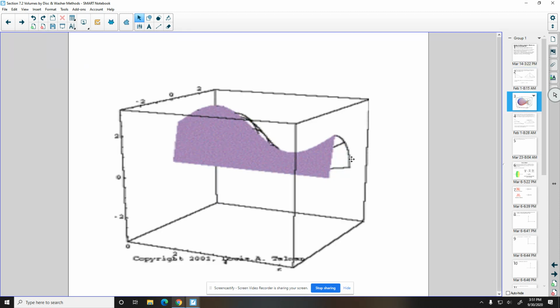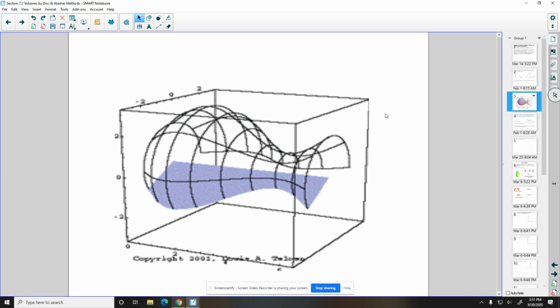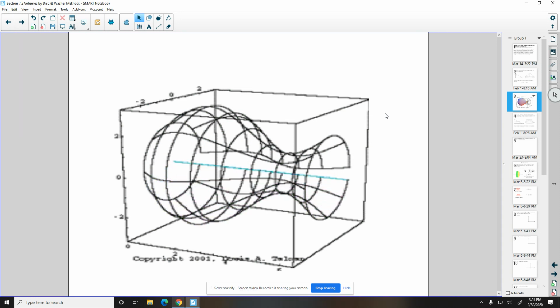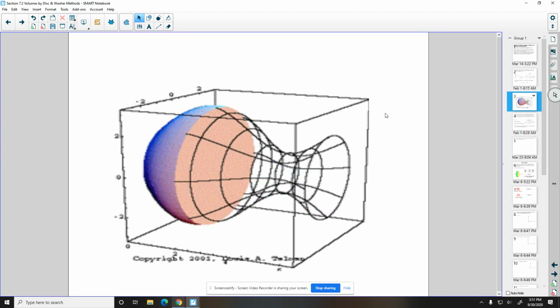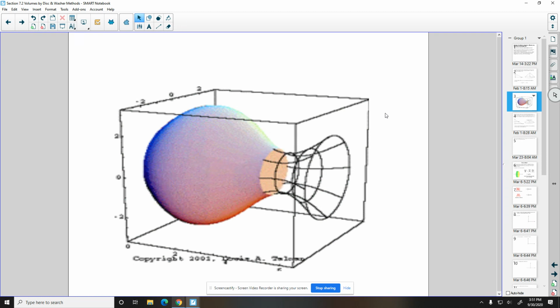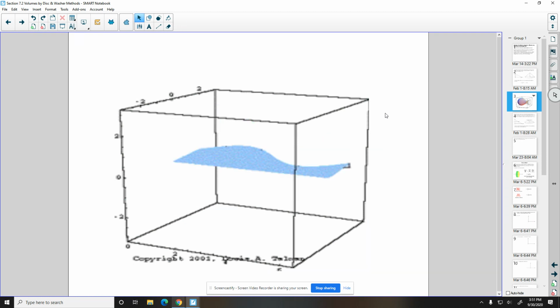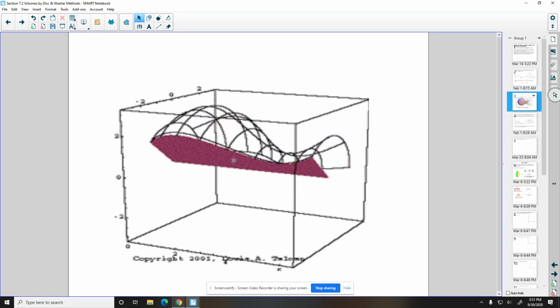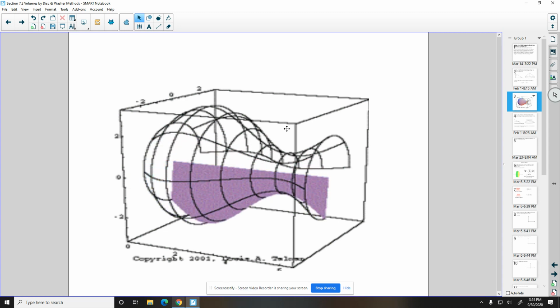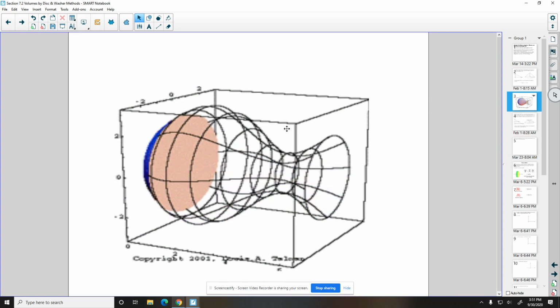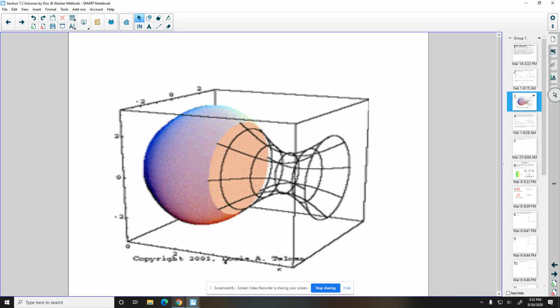Okay, here's another moving example of what rotating a function about an axis could look like. So in this particular demonstration, you have kind of this roller coaster looking graph. If you rotate it about the x-axis, you would end up with a three-dimensional shape that kind of looks like a vase.